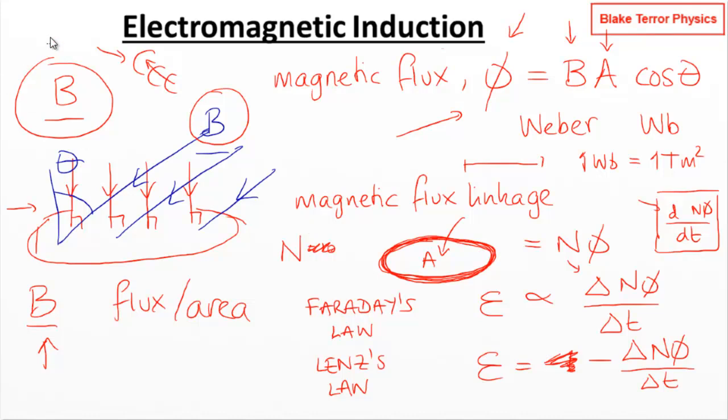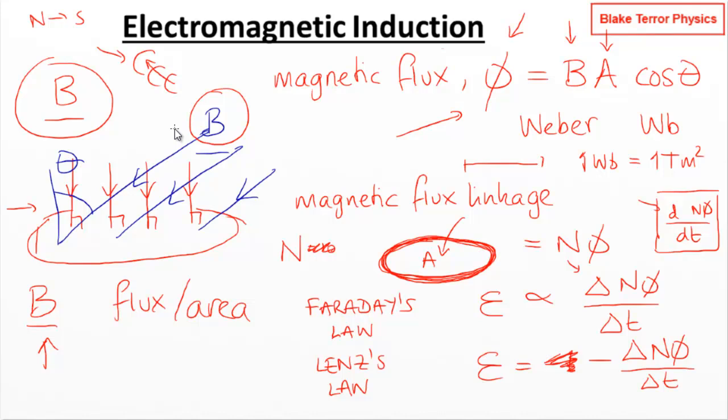We know with magnetic fields that they all have north-south polarity. We don't get just monopoles. Everything has a north and a south. So the magnetic field that we're creating must have a polarity which opposes the external magnetic field.